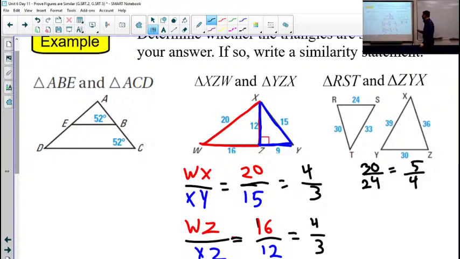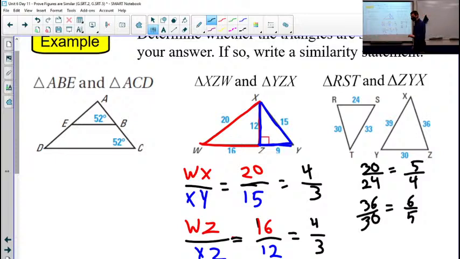Middle side with middle side. In my triangle on the right, the middle side is going to be 36. In my triangle on the left, the middle side is going to be 30. So we have 36 and 30. We're going to reduce those. Those are also both divisible by 6. 36 divided by 6 is 6. 30 divided by 6 is 5. Ooh, bad news. 6 over 5 isn't simplifying correctly.